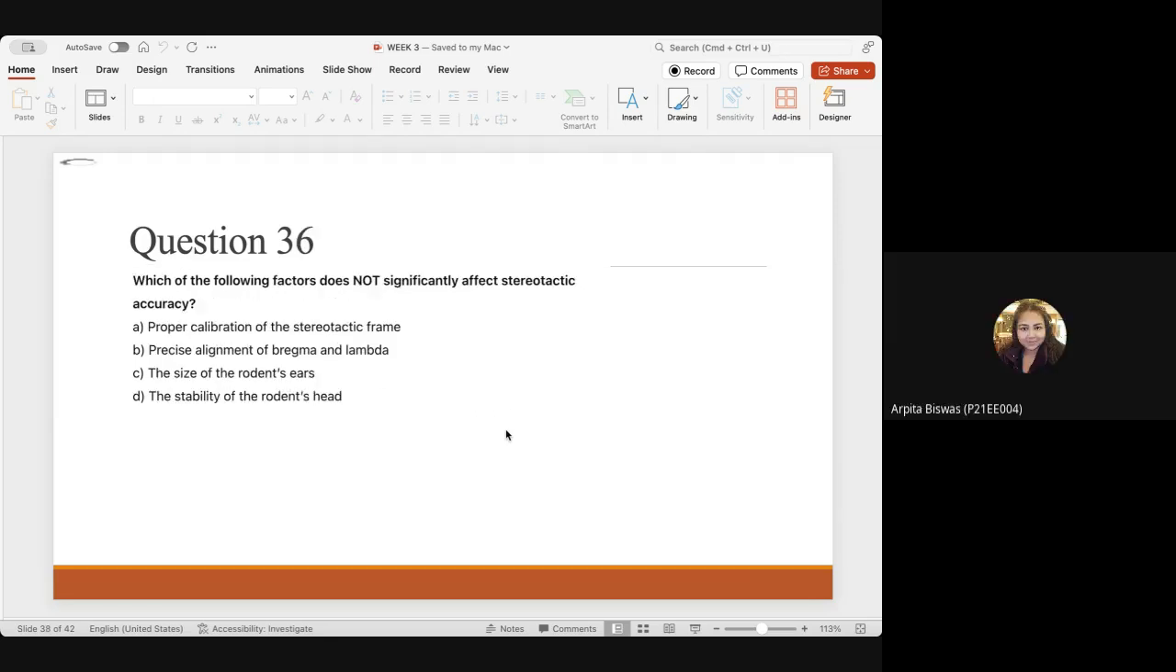So this is question number 36. Which of the following factors does not significantly affect the stereotactic accuracy? Proper calibration of the stereotactic frame. And second option is the precise alignment of Bregma and Lambda. And also third option, the size of the rodent's ears. And option D is the stability of the rodent head. So please try to find out the right option.